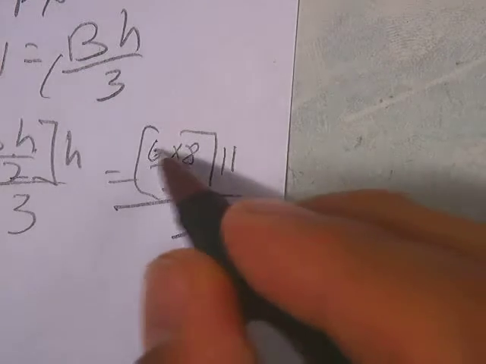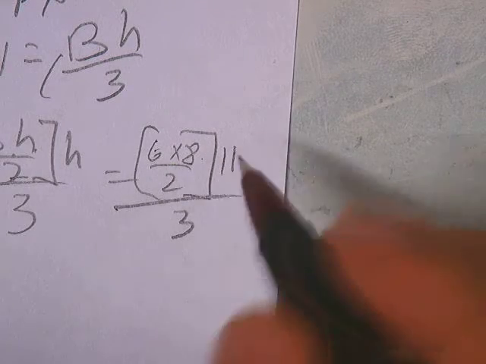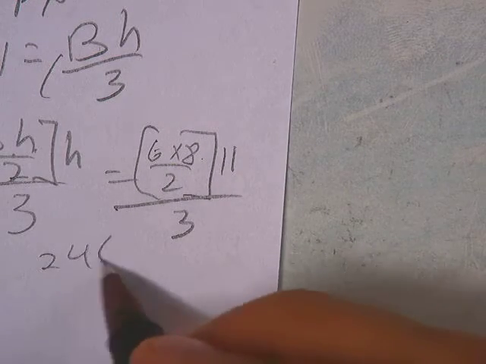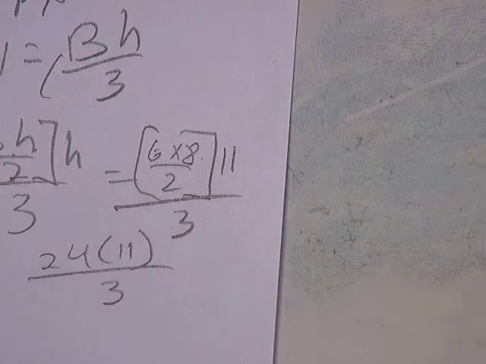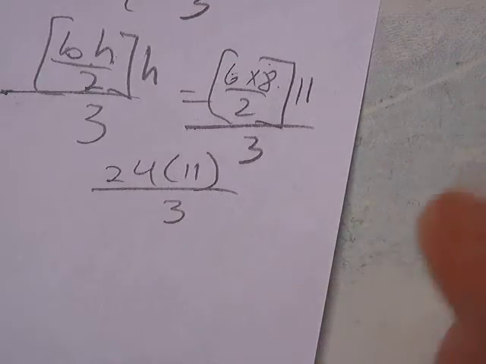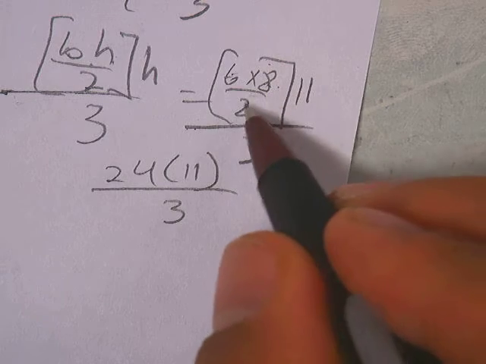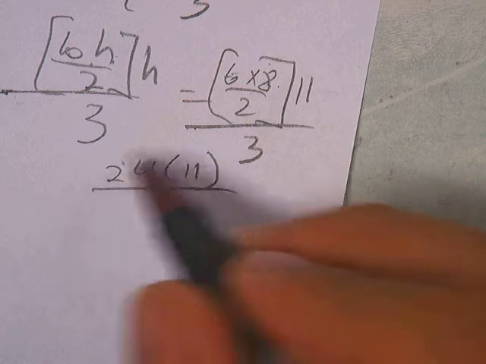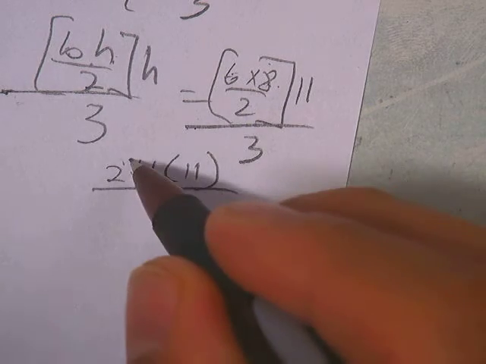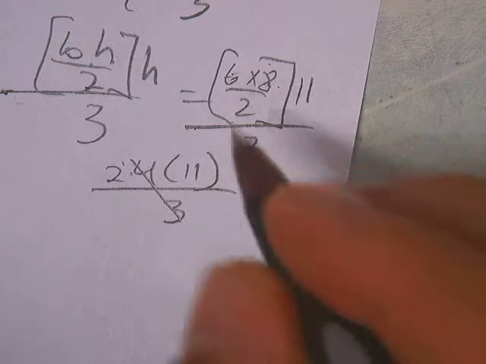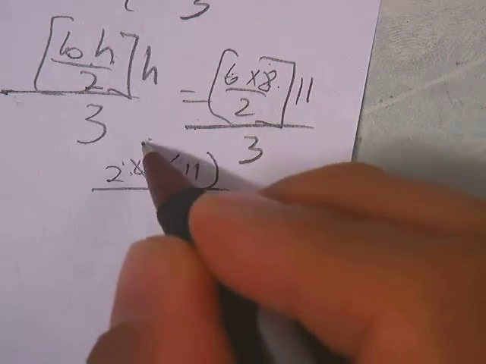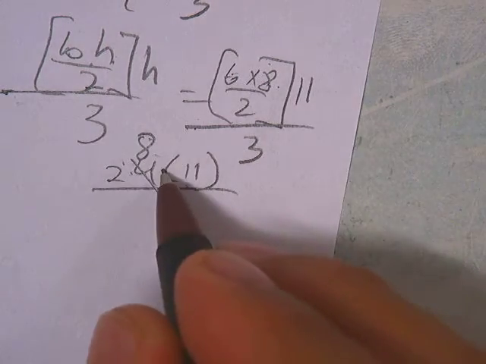Now the height is how tall it is from the very top to the bottom, where it touches and makes a right angle. So think all the way to the top, makes a right angle, so that's my height, times 11, and then don't forget, divide by 3 because it's a pyramid. 6 times 8 is 48. 48 divided by 2 is 24. 24 times 11 divided by 3.